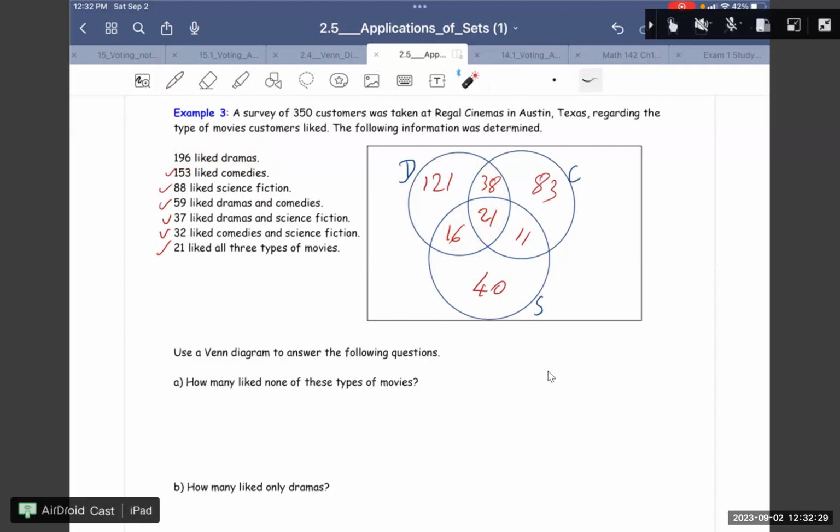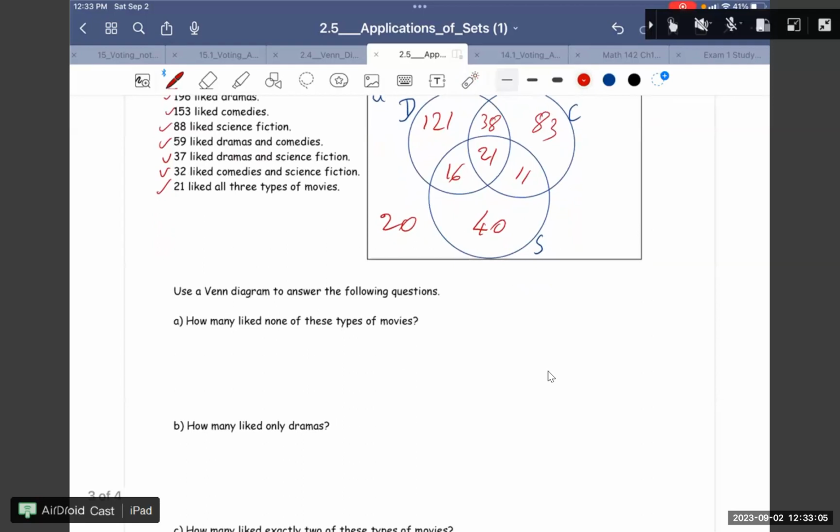And now for the universe, how many people don't like any of those? So we have 350. So 350 minus this number minus this number, and so on for all the numbers. We have left 20 people who don't like any of them. So how many like none of these movies? So 20.